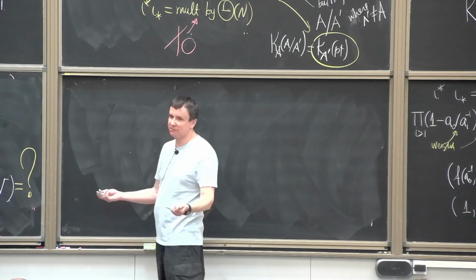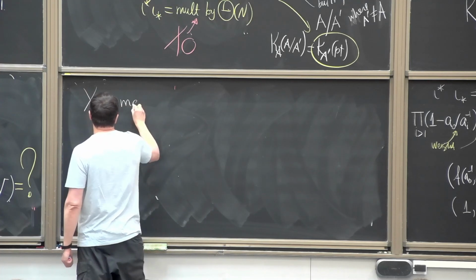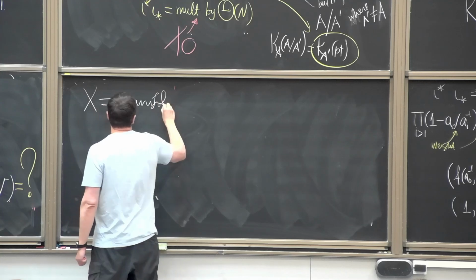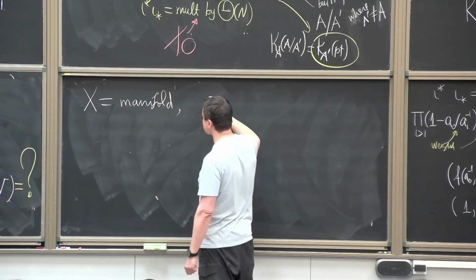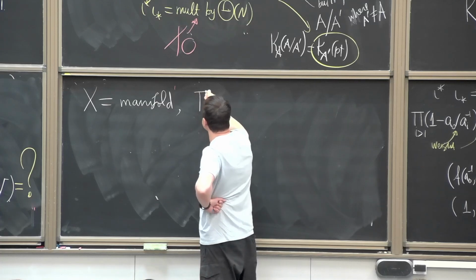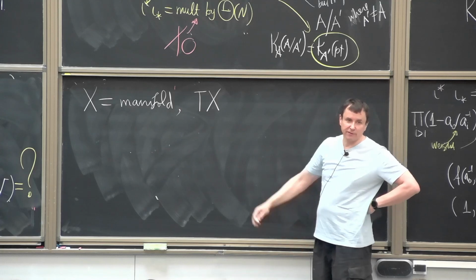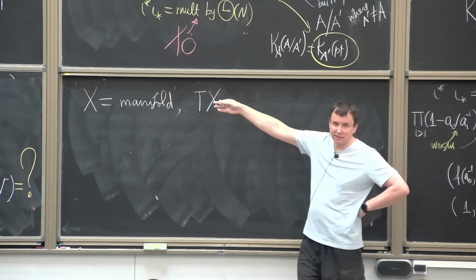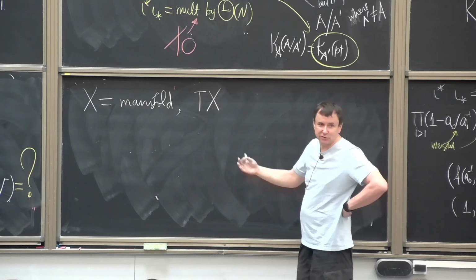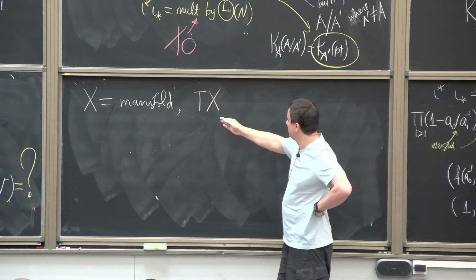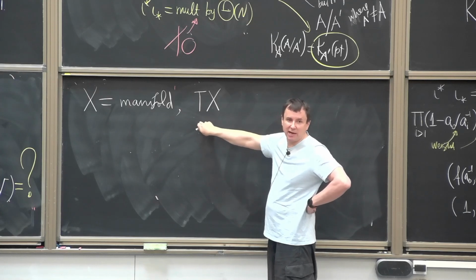So what is Krichever genus? Let X, now we assume X is a manifold, and then it has a tangent bundle. If X was a complex manifold, then it would have a complex tangent bundle. But you don't have to be a complex manifold for the tangent bundle to be complex. All you need is some way to multiply by i in this bundle.